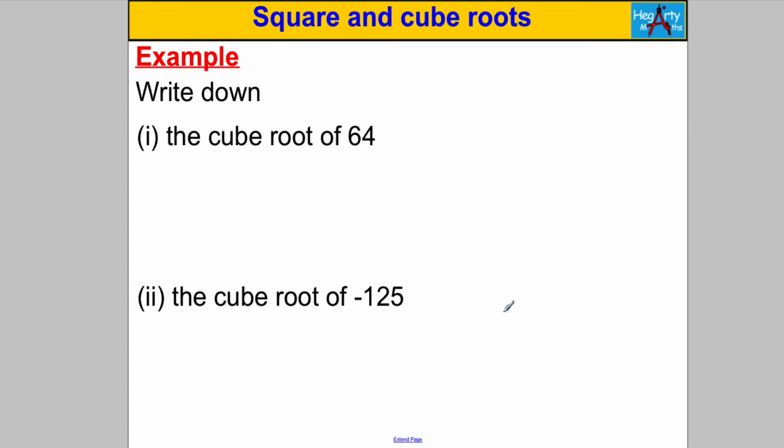Write down the cube root of 64. What number multiplies by itself 3 times to get you 64? Well, hopefully you realize only one number does that, it's 4. And the cube root of negative 125, what number multiplies by itself 3 times to get you negative 125? Hopefully you can see the answer is negative 5.